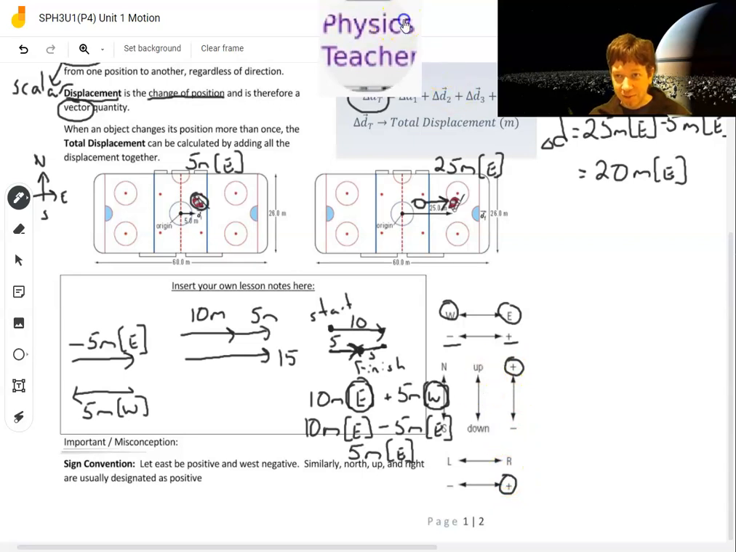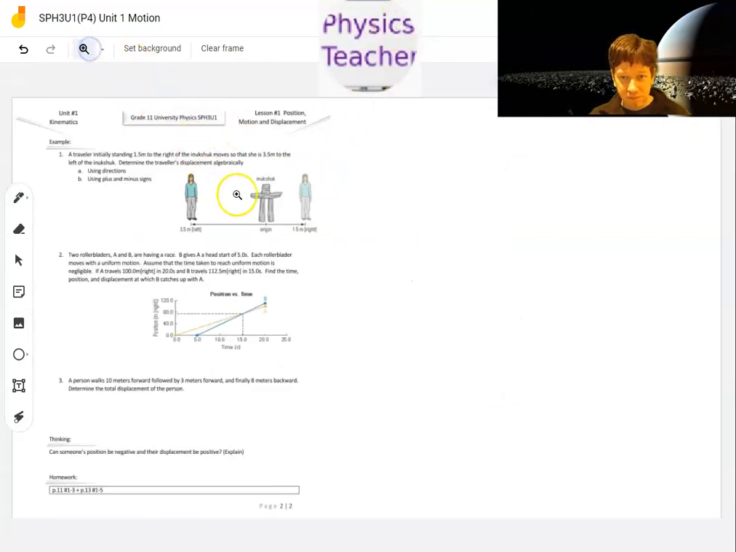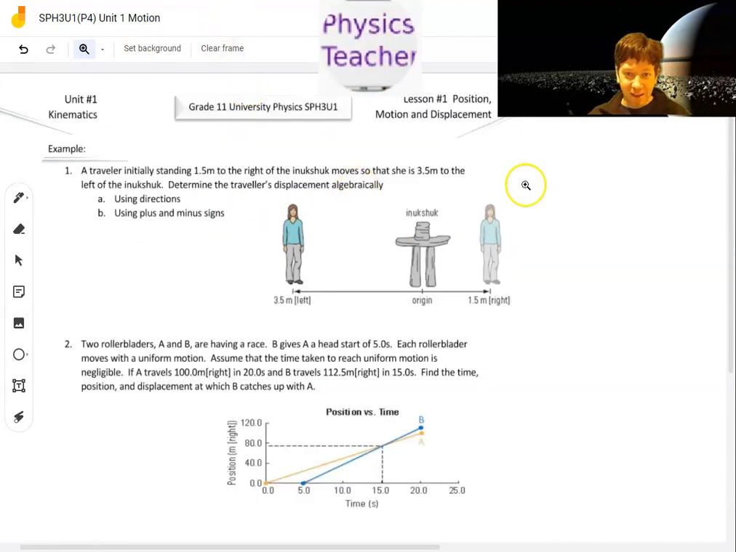So let's go over an example. In this example, here we have a traveler initially standing 1.5 meters to the right. So here's our initial position of the Inukshuk, right there. And then moves so that she is 3.5 meters to the left. So here's our final position. Determine the traveler's displacement algebraically. Now we can use directions or we can use our convention with signs. Let's do one of each so you can see the difference.